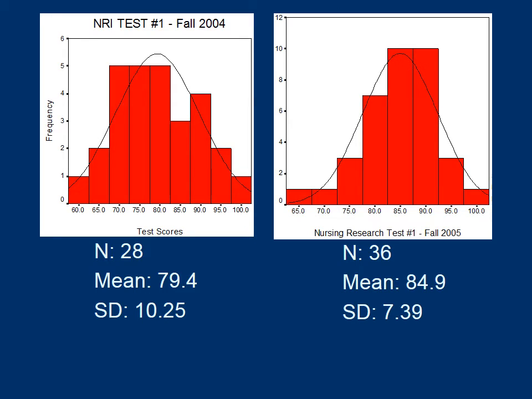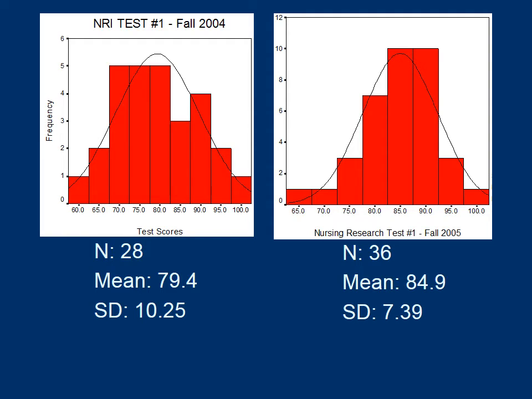So this is showing you test scores again as an example, and these are two frequency distributions. On the left, we've got 28 scores, a mean of 79.4, and a standard deviation of 10.25 between the scores. It looks more bimodal to me, but it is still a normal distribution. This one is completely normal. It doesn't look skewed in any way. It's a nice bell curve.